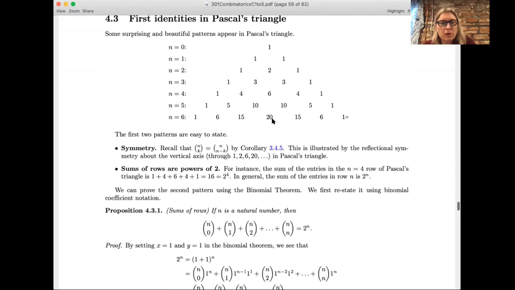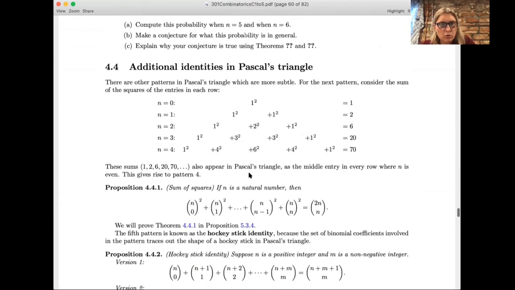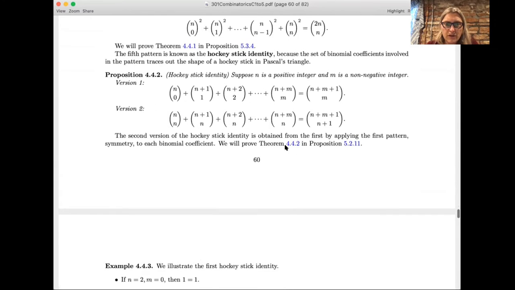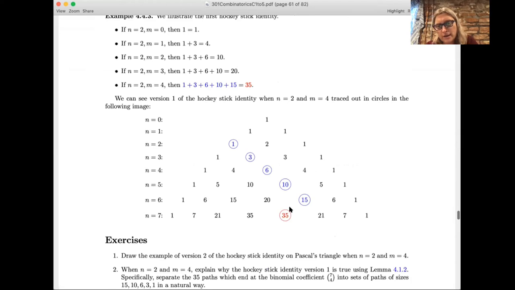row in the middle. And so to write out that entry more carefully, we would square the entries in the nth row, and we'd get the binomial coefficient for the 2nth row, choose n. And we'll prove that later. The final entry is called the hockey stick identity. It looks a little bit like a hockey stick, although I'm not sure the angle is quite right.